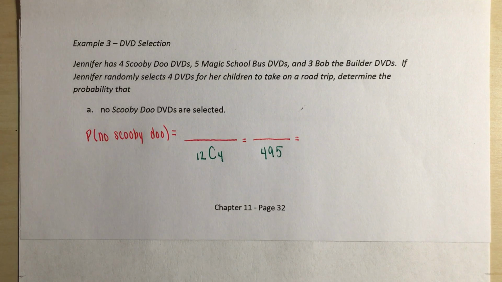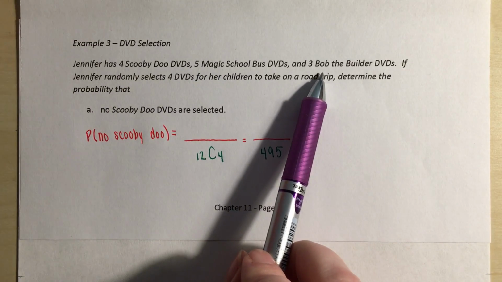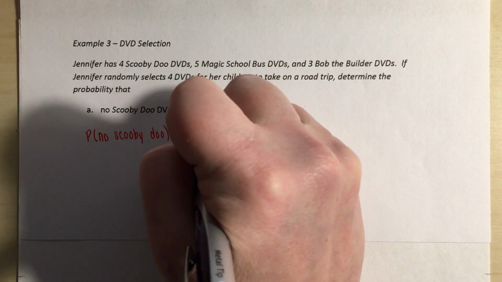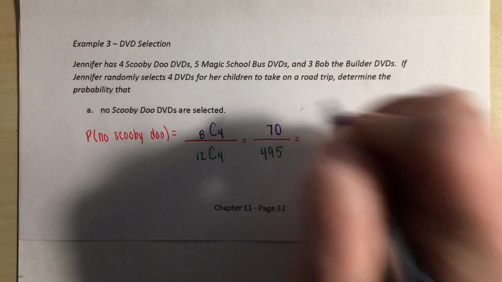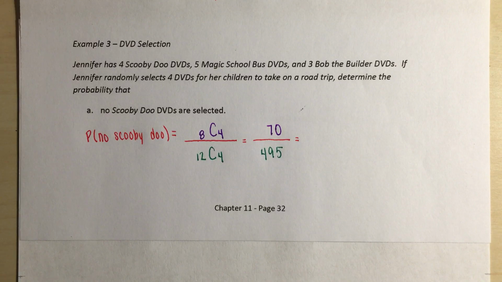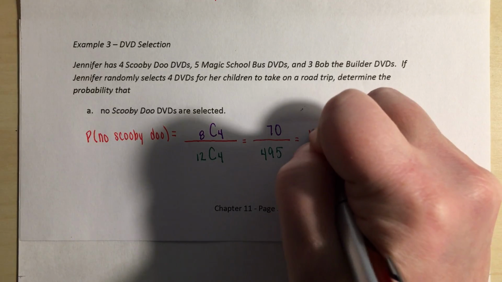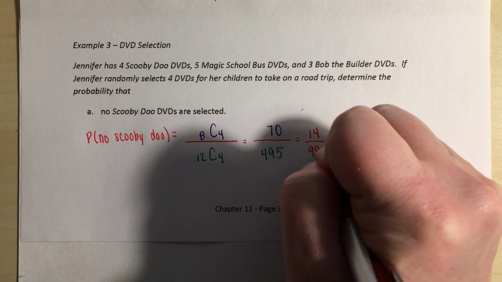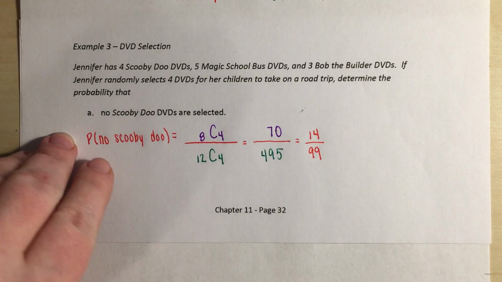All right, our numerator. No Scooby-Doo DVDs are selected. So if we eliminate the 4 Scooby-Doo DVDs, we have 5 Magic School Bus, 3 Bob the Builder. That gives us a total of 8 left. So 8C4 is equal to 70. 70 over 495, they're both divisible by 5. So if we write this as a fraction in lowest terms, we're going to get 14 out of 99. So the probability that no Scooby-Doo DVDs are selected is 14 out of 99. All right, this example continues at the top of the next page.